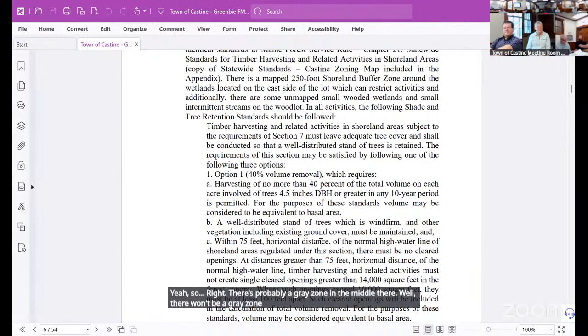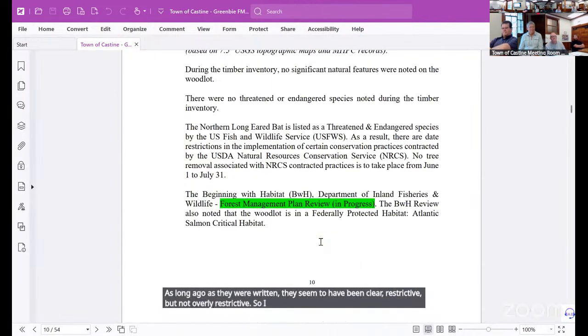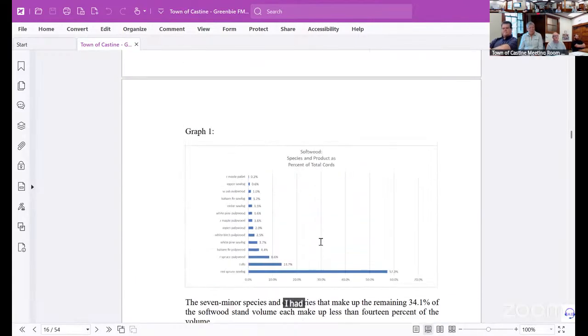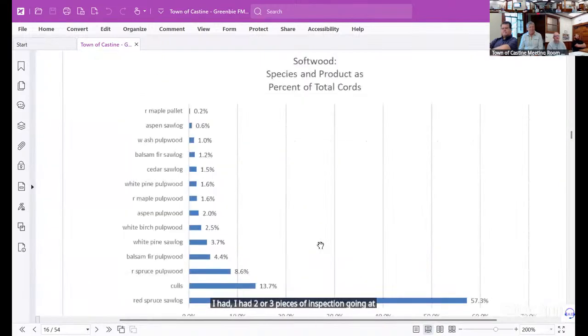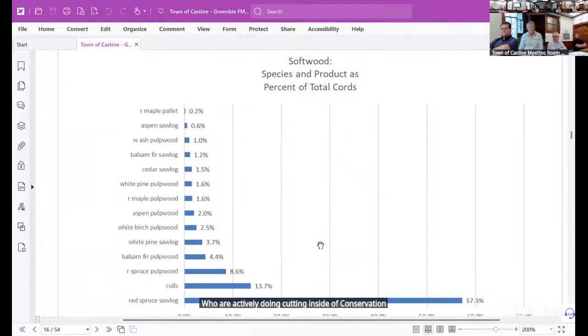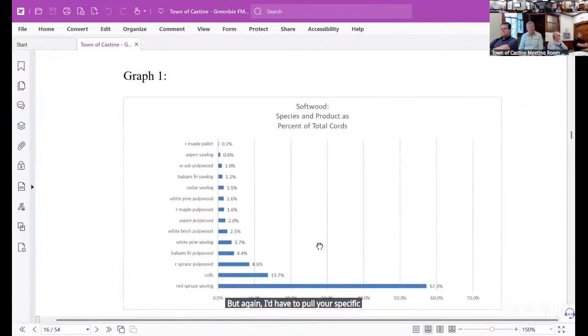There's probably a gray zone in the middle there. I found for these VHHTs, I've been very impressed. As long ago as they were written, they seem to have been clear, restrictive, but not overly restrictive. So I'd say there'd probably be a middle ground somewhere in there. Without naming names, I had 2 or 3 easement inspections on 2 different landowners this winter who were actively doing cutting inside a conservation easement that we held with no problems. But again, I'd have to pull your specific easement, which I don't have memorized. To me, it just comes down to properly managing that land, but also maximizing the types of benefits we get out of it, like recreation.